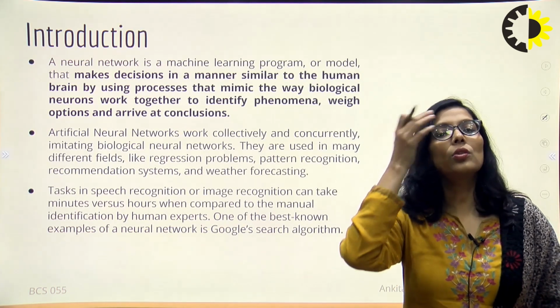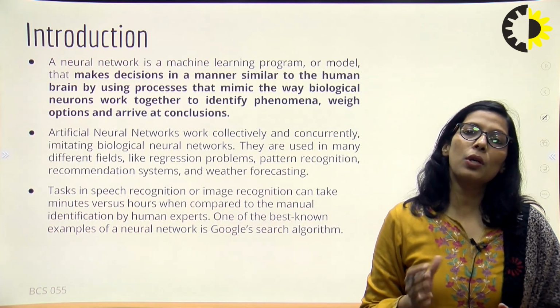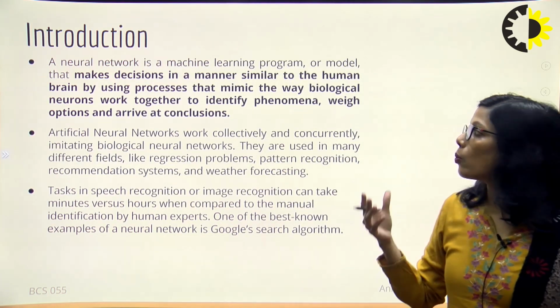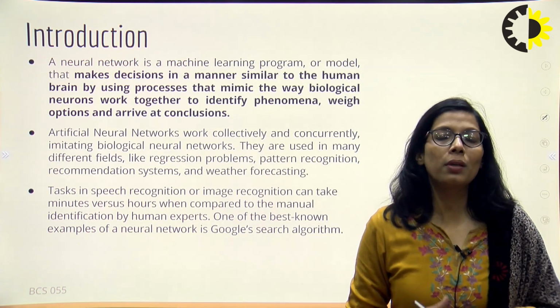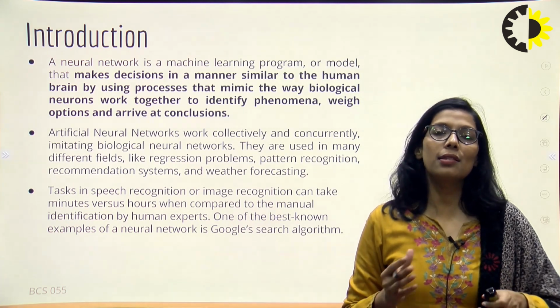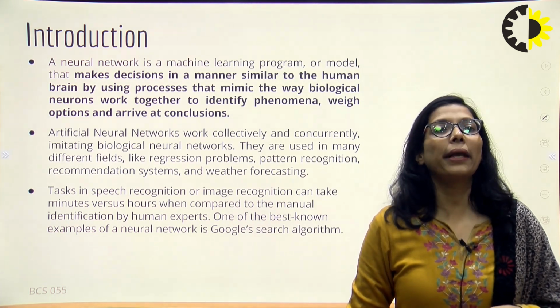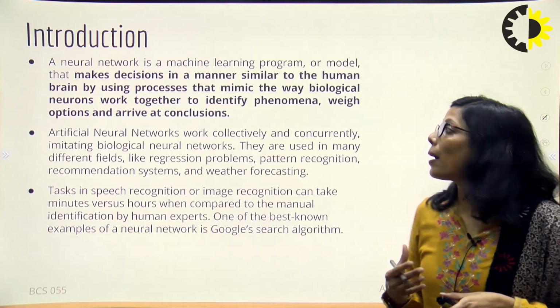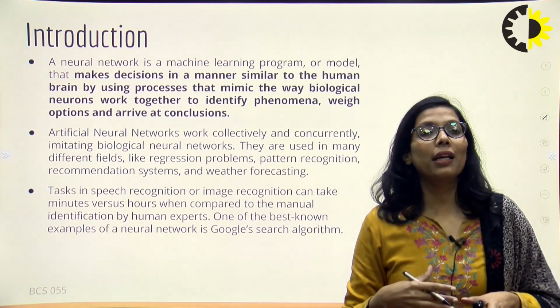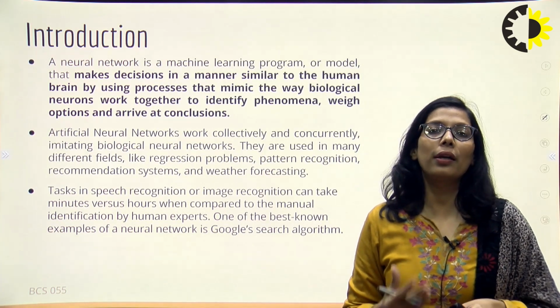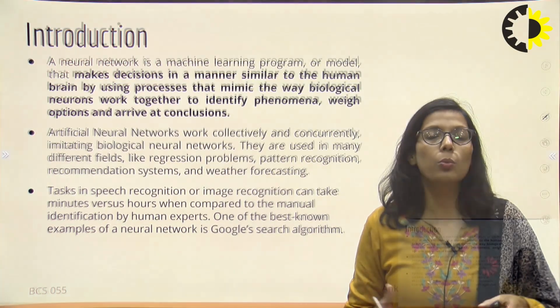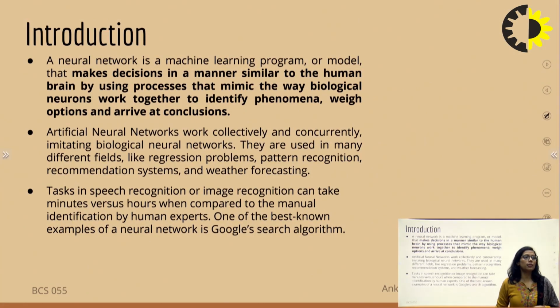Now basically what is a neural network? The neural network is a machine learning program which makes decisions in a manner similar to how the human brain does. So as we as humans make decisions to a certain problem, in the same manner your neural network is also making a decision. So it is basically mimicking the biological neurons, how in our brain the different biological neurons work together to reach a decision. In a similar manner, in a neural network also we have artificial neurons that work together to reach the decision. So artificial neural networks work collectively and concurrently, imitating biological neural networks.